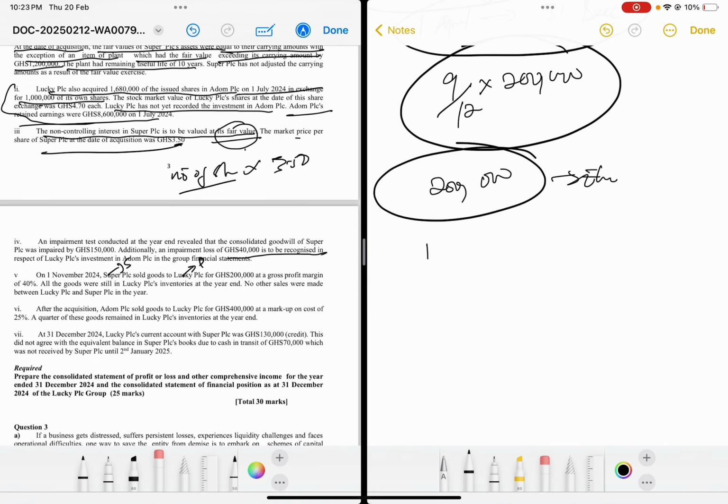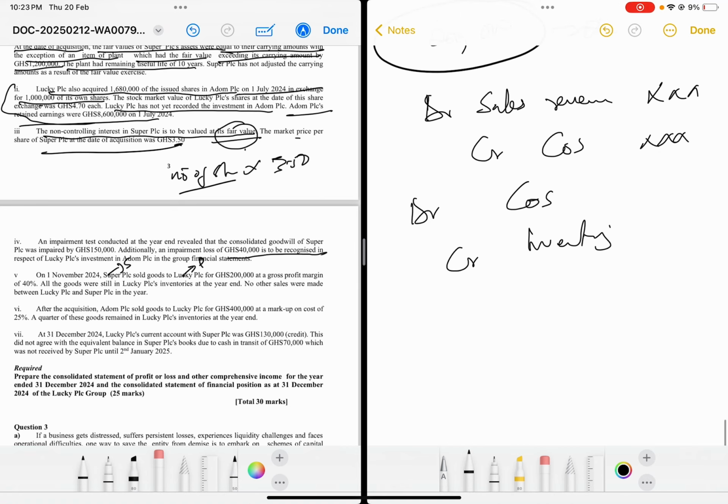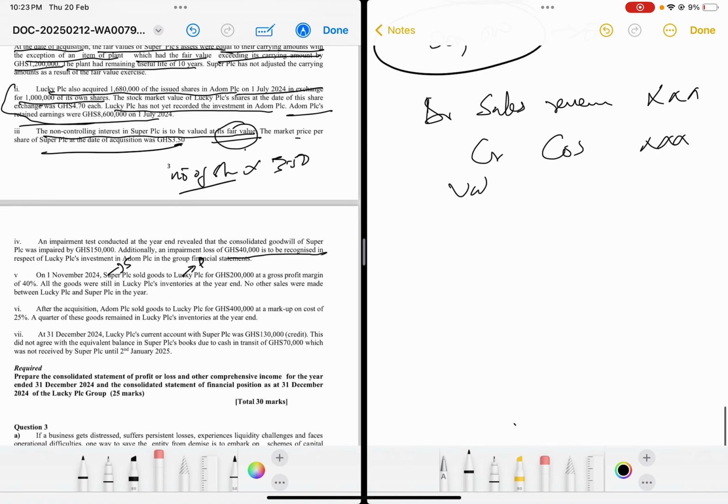So this is from subsidiary to parent. As in the other video, we debit sales revenue, then we credit cost of sales. Then the other transaction is that you debit cost of sales, then you credit the inventory. So you debit sales revenue and credit cost of sales with the value of the goods. In this instance, it will be the 200,000 that you debit and credit.